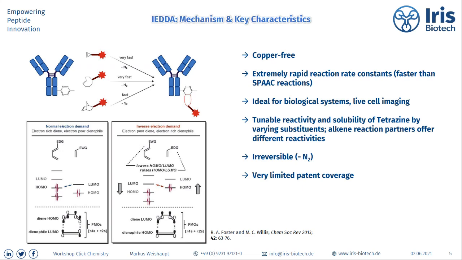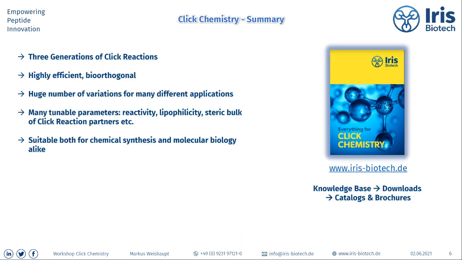So to sum up, there are 3 generations of click reactions. All are highly efficient and bioorthogonal. There's a huge number of variations for many different applications. There are many tunable parameters such as reactivity, lipophilicity, steric bulk of the reaction partners, etc. And click chemistry is suitable for both chemical synthesis and molecular biology.